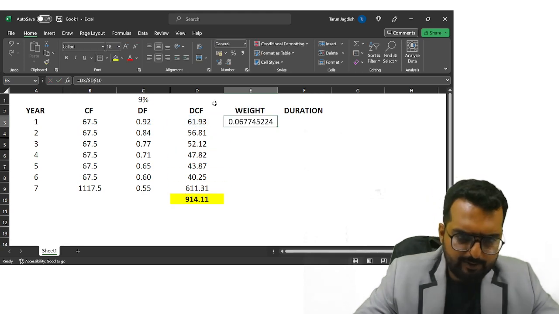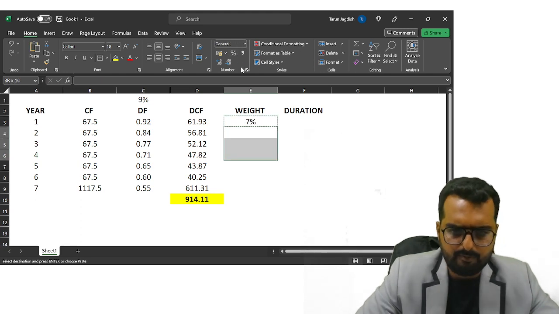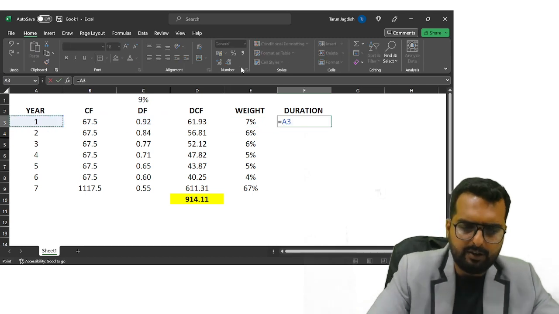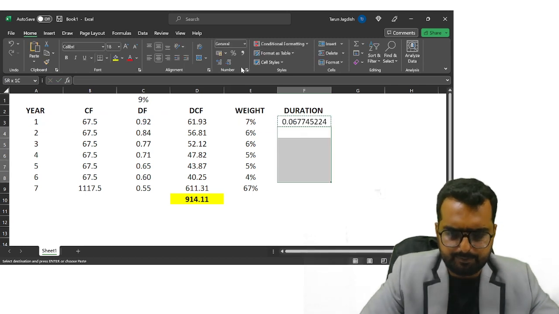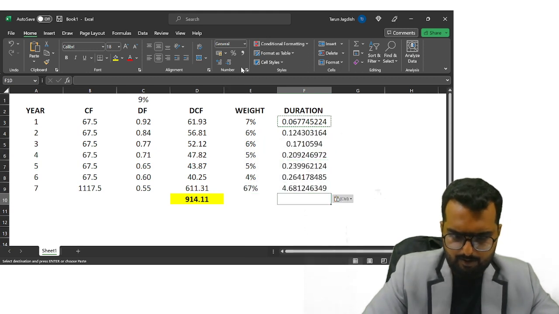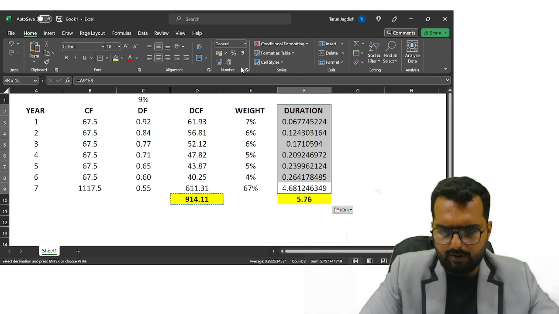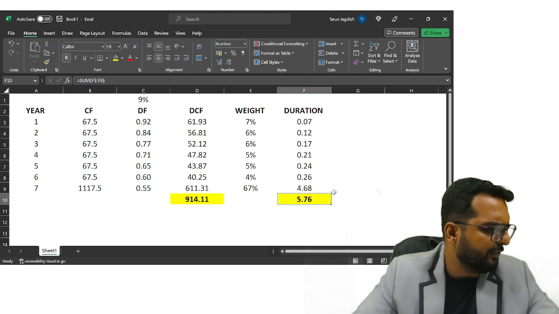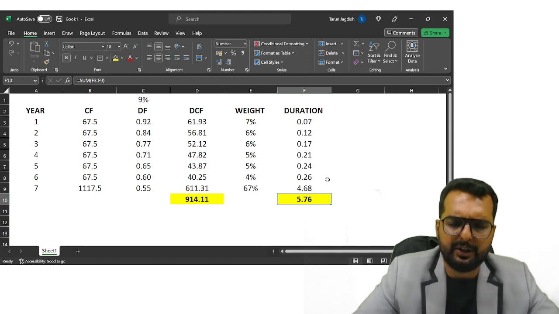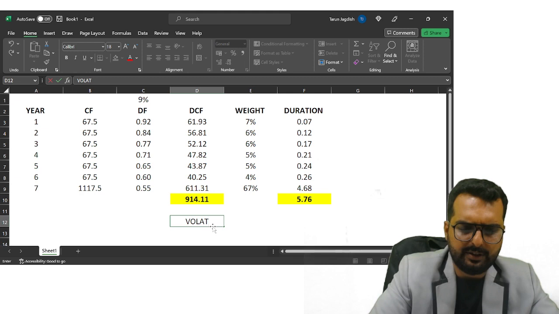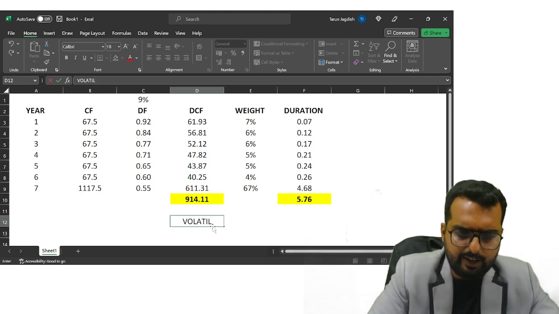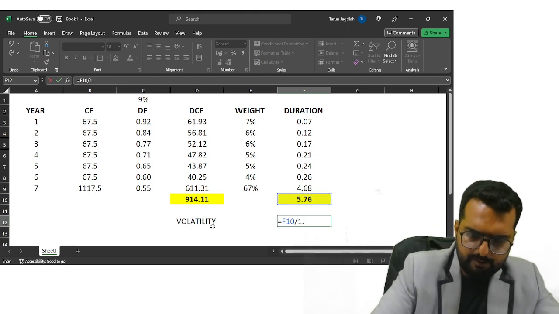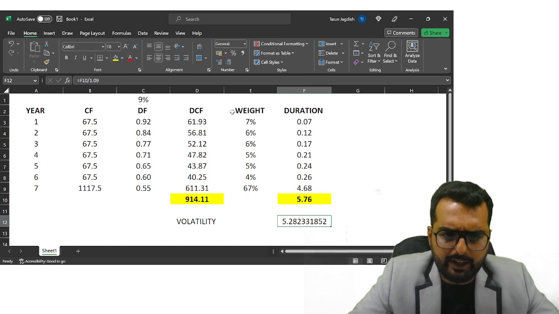Now I'll just take the weights. So these are the weights. And what will be my duration? Year multiplied by the weight. Alright. I'll convert this into 2 decimals. So you get the duration as how much, friends? 5.76 years is the duration what you will get. So once you get the duration, can I easily find out the volatility? Tell me, friends, what is the formula for volatility? Duration divided by 1 plus YTM. Perfect. So you get the answer as 5.28%.